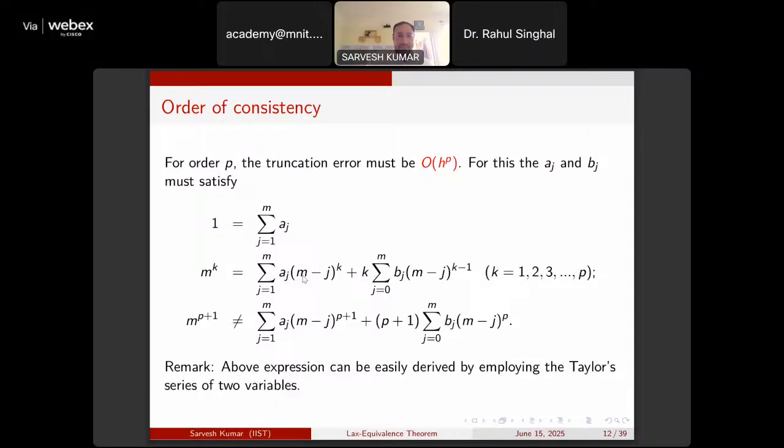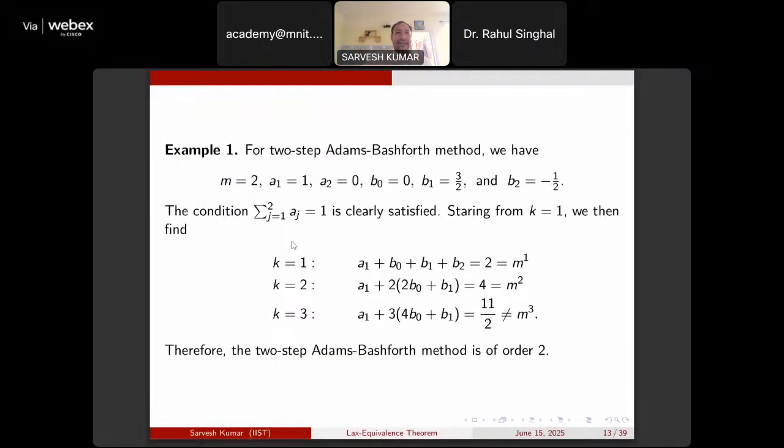then the ai's and bi's must satisfy this, where m is the step size. You can pick any numbers ai and bj which satisfy this. For consistency, p has to be 1. That means the first condition should be satisfied. Here are the examples, which you might have also seen in your course. There is the 2-step Adams-Bashforth method. That means I have chosen the numbers a1, a2, b0, b1, and then I can check whether it is consistent and what is the order of consistency.